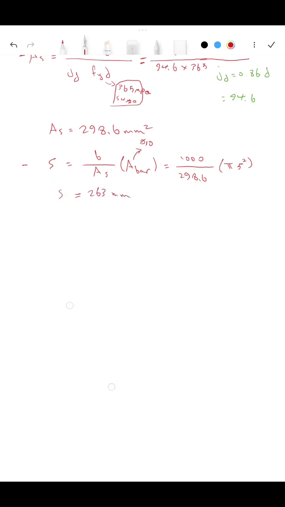This is the space. Okay, after that we will check the space. So we have two conditions to follow. First one, the space should be less than 1.5 HF, and the second one, the space should be less than 200. So 200 millimeter, and 1.5 HF, where HF was 130. So 1.5 times 130 equals 195 millimeter. Okay, in all cases, S is bigger than these two values, 200 and 195.